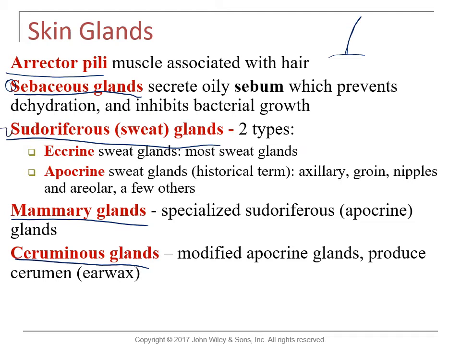sudoriferous glands, which brings us to the second one, or sweat glands, in the body. The cells of these glands release sweat or perspiration into hair follicles or onto the skin surface through pores. Sweat glands are divided into 2 main types. We have the eccrine glands and we have the apocrine glands, based on their structure and type of secretion.